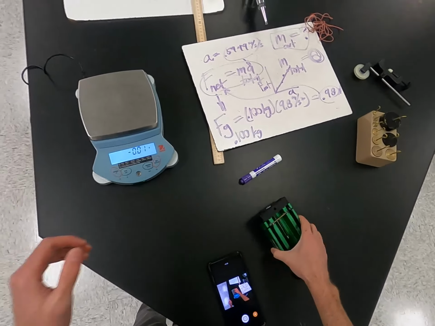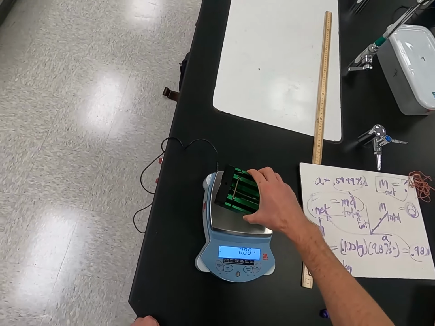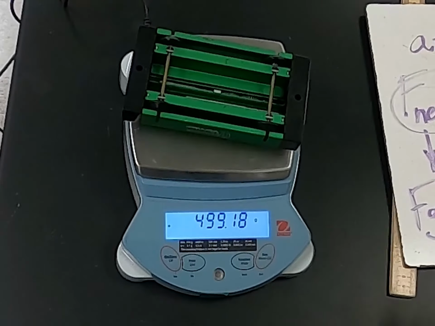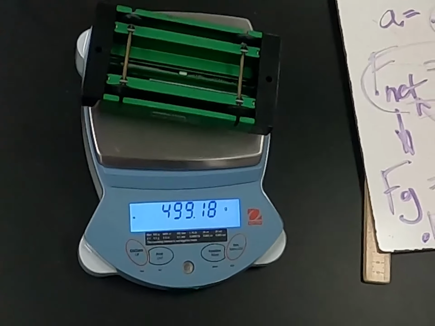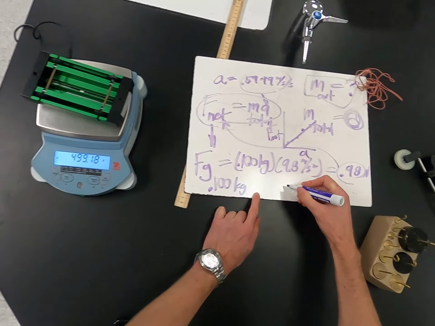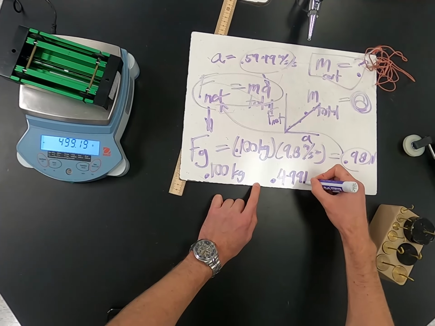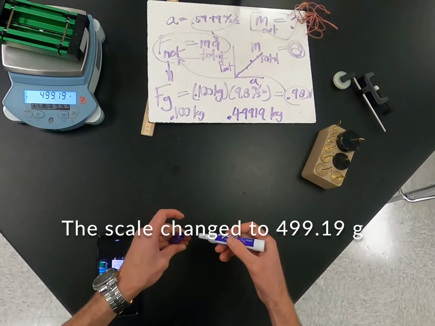So now, for the moment of truth, let's find the mass of our cart itself. 499.18 grams, or in other words, that would be 0.49919 kilograms. How's that for sig figs?